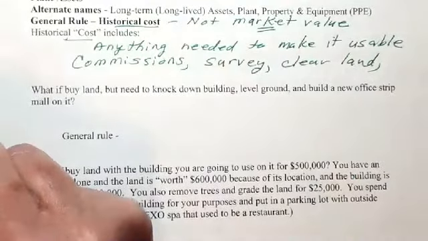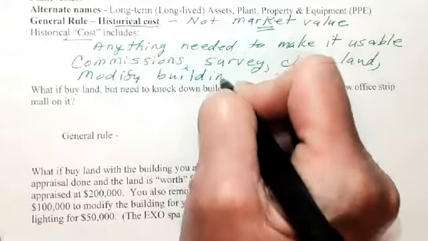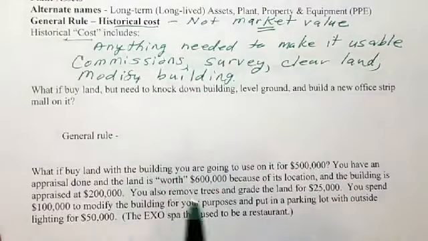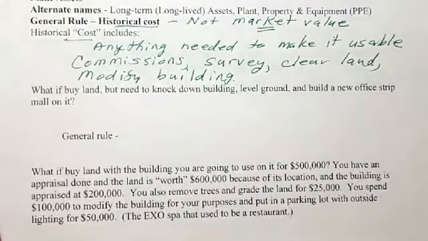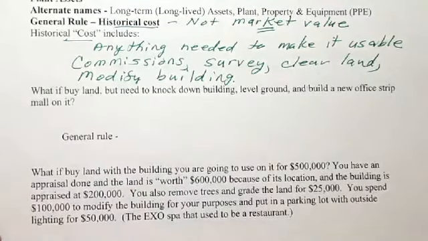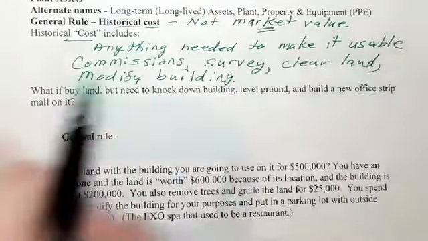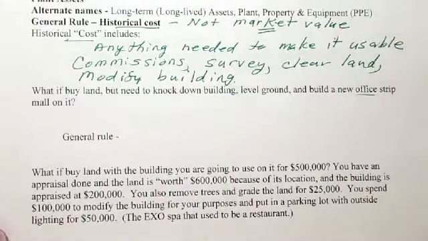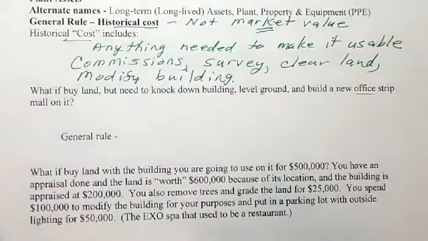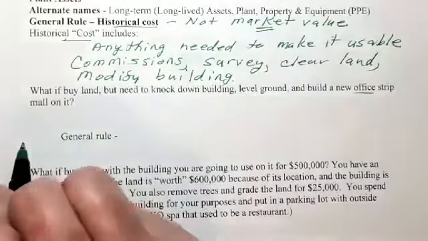You can modify your building. Say you need to put in a drive-up window. Any of those things that you have to do to make it usable for what you're going to use it for. You might have a perfectly good building that's good for a bank, but it's not good for a restaurant. Let's say I buy some land, I need to knock down a building, level the ground, and my point is to build a new office strip mall on it. If you've been up and down 157 at all, they're doing that all up and down that area.